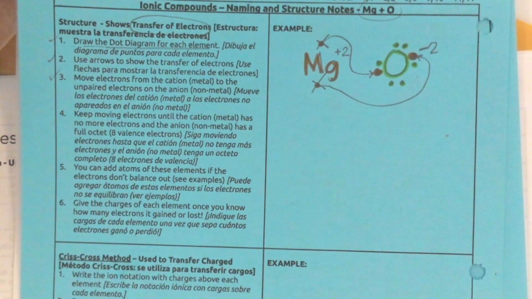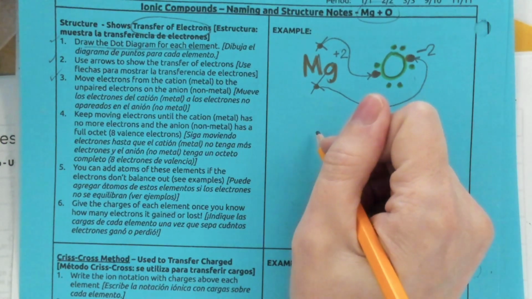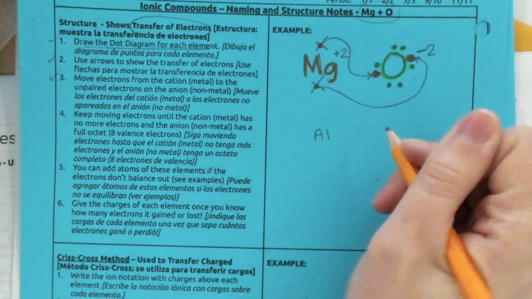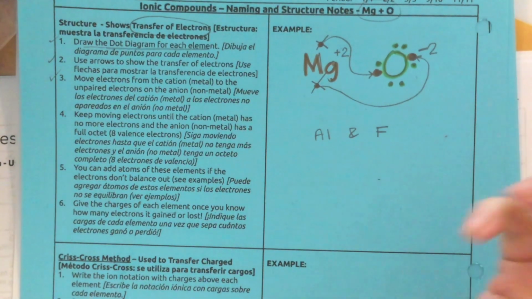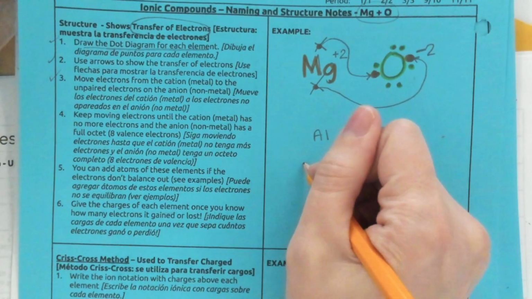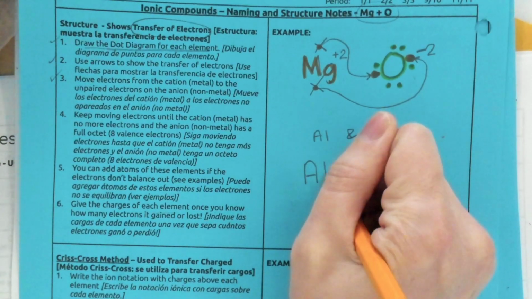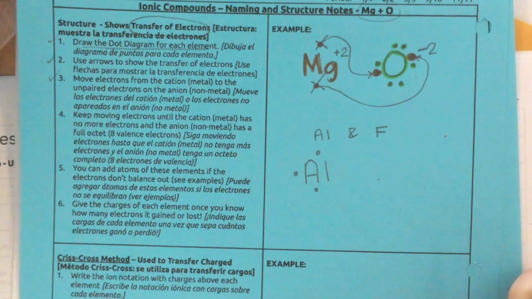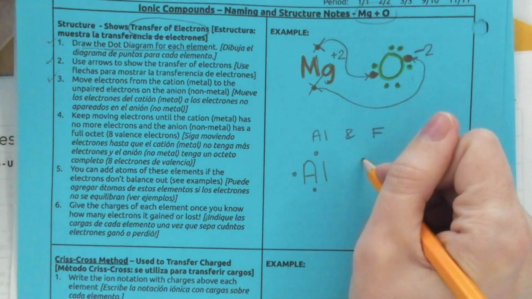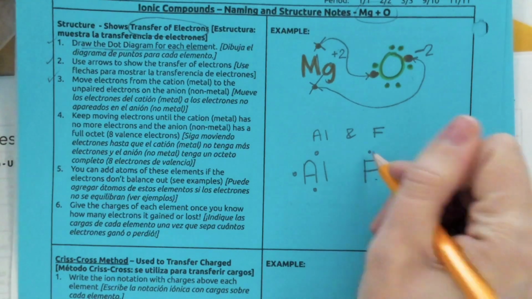Let's go ahead and look at an example. We're going to do a second example with aluminum and fluorine. Okay, so aluminum has 3 valence electrons. And fluorine has 7.